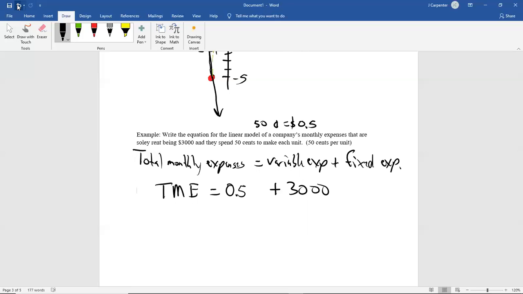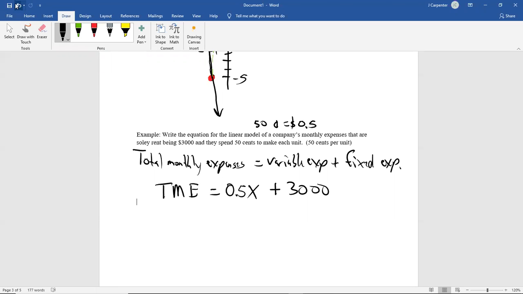Now, if you write this, it's wrong. Your total monthly expenses is not 0.5 plus 3,000. Remember, the variable amount has to have a variable. So you can use whatever letter you like. I usually like X. You could use U for units if we knew what we were making, like CDs. I could write C, or Q for quantity. You can argue about any letter in the alphabet. Don't ever use O. Please don't use O. It's a horrible letter to use. I think you can figure out why.